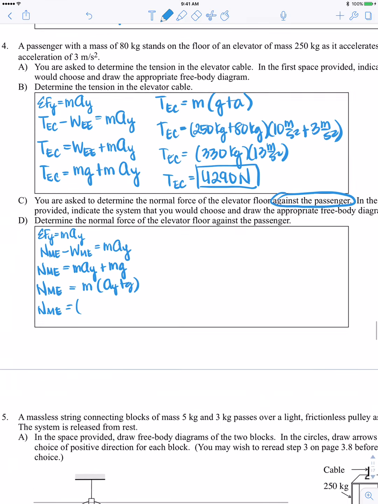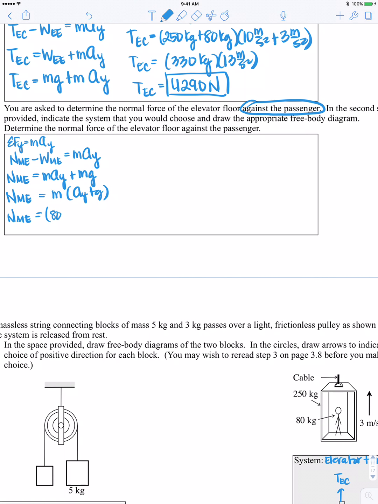So the man had a mass of 80 kilograms. Acceleration 10 meters per second squared plus 3 meters per second squared. And that is going to equal, let's see, 80 times 13. 1,040 newtons.